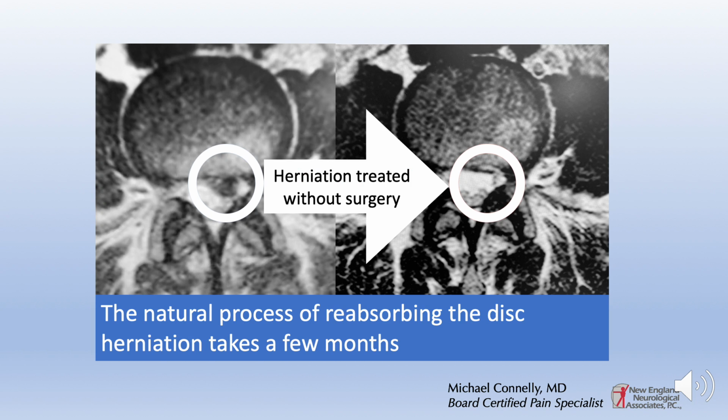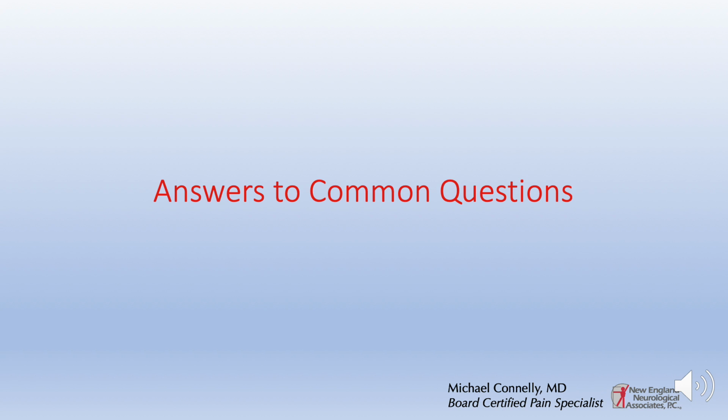Here's an example of what it can look like. Inside the circle on the left is a piece of disc that's herniated, and months later, without surgical treatment, the body has resorbed that disc. Let's take a look at some common questions that people ask about transforaminal steroid injections.